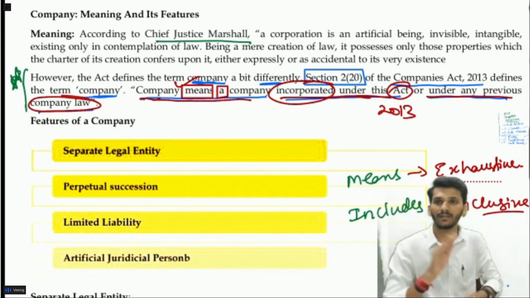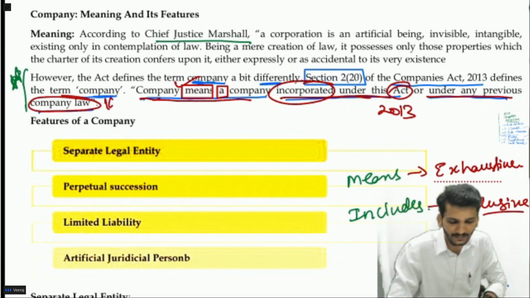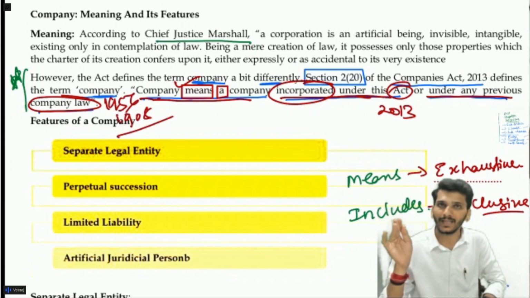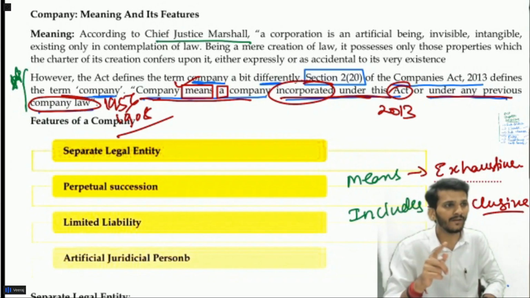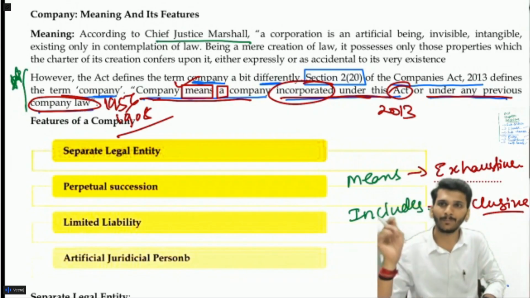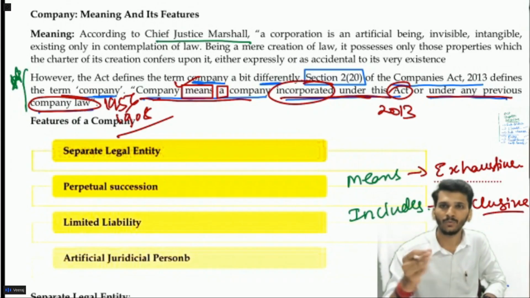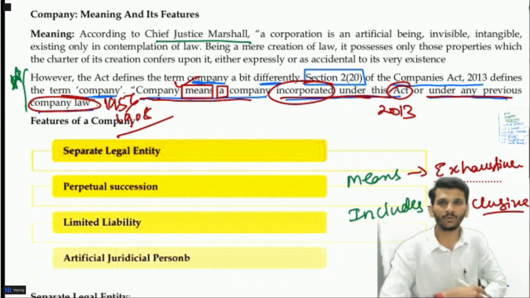They did not just use the word law, they used the words company law. That means 1956 or 1908, only that thing. Sir, even LLP also has some features of a company. No, let it have, but it is not a company. Why? Because it is not registered under this act or any other previous company law. Means and includes. Means is the exhaustive element. Includes is that inclusive part where it keeps on including other elements.